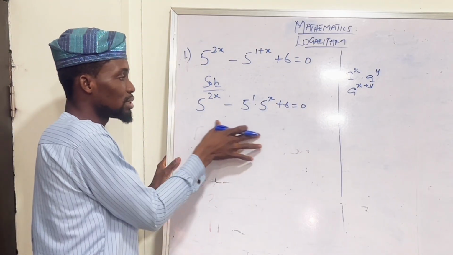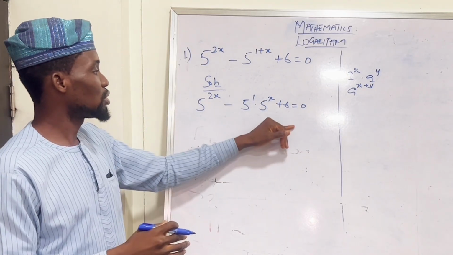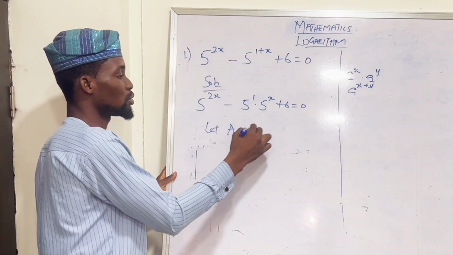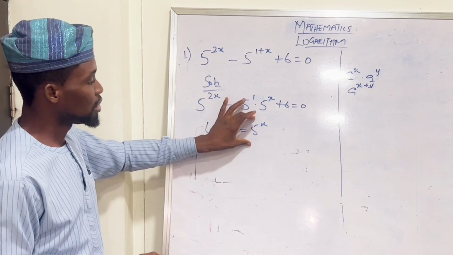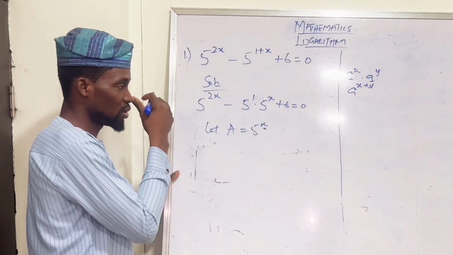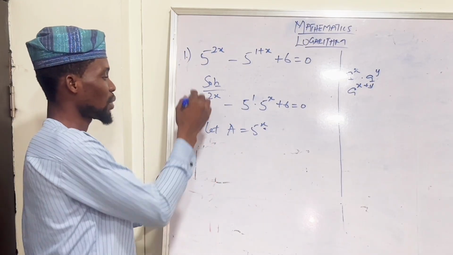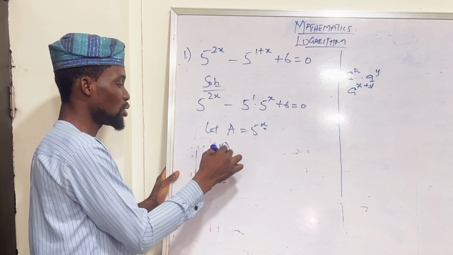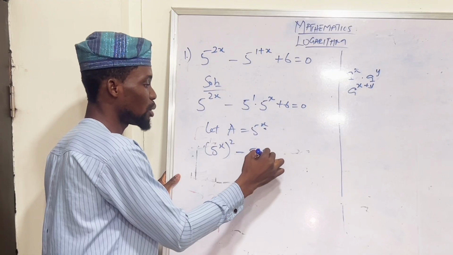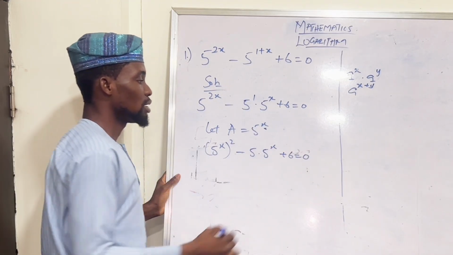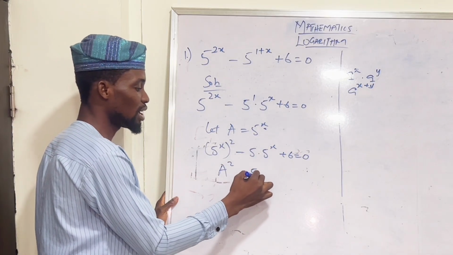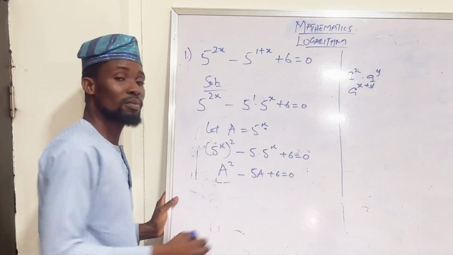Now, I've identified questions like this, where to solve these effectively is to say, let any variable, say a, be equals to 5 raised power x. Doing this makes your equation quadratic before you now get your value of x. So if a equals 5 raised power x, it implies that this becomes 5 raised power x, all raised power 2, from law of indices, minus 5 times 5 raised power x plus 6 all equals to 0. Now, substituting the value of a, which is 5 raised power x, gives us a squared minus 5a plus 6 all equals to 0.